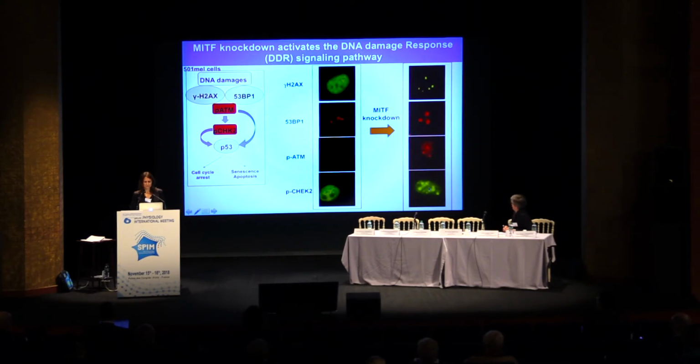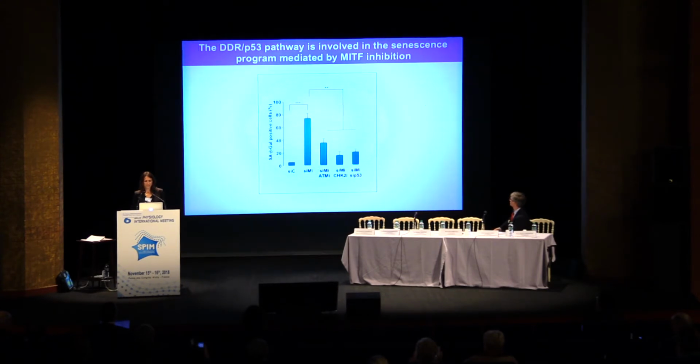What you can appreciate also on this Western blot is that MITF knockdown is associated with a phosphorylation of P53 on serine 15, which induces P53 stabilization, and indeed we found an increase in P53 level in cells with MITF knockdown. When we used an inhibitor of the DNA damage response signaling pathway or a siRNA against P53, we dramatically inhibited the ability of melanocytic cells to become positive for the senescence-associated beta-galactosidase mediated by MITF knockdown. So the DNA damage response signaling pathway is involved in the senescence program mediated by MITF knockdown.